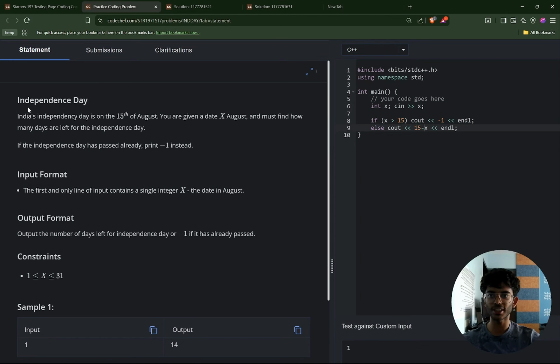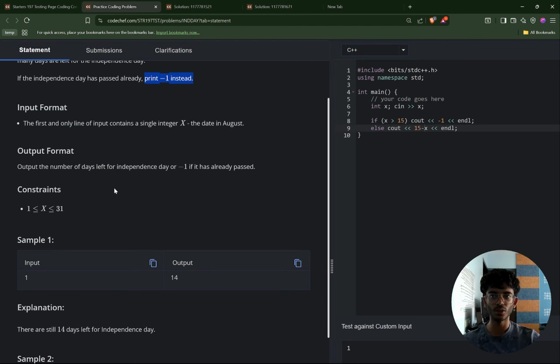So yeah, today's question is Independence Day. In this question, Independence Day is on the 15th of August and we are given a date X August, and we must find how many days are left for the Independence Day. And if the Independence Day has already passed, we need to print -1 instead.